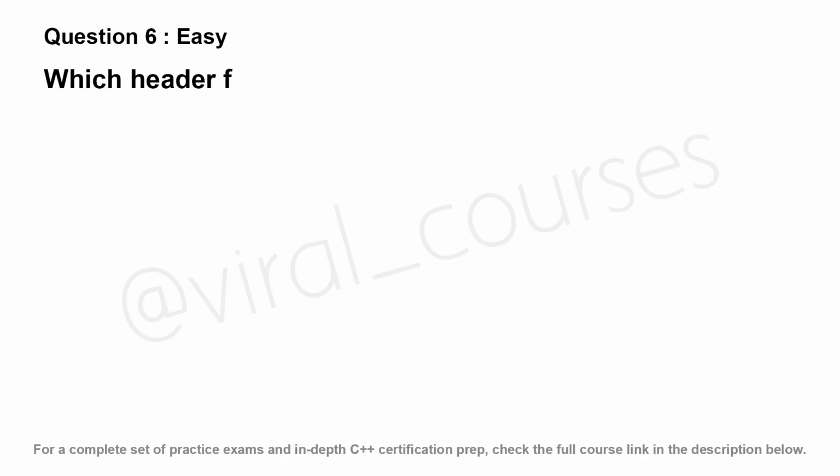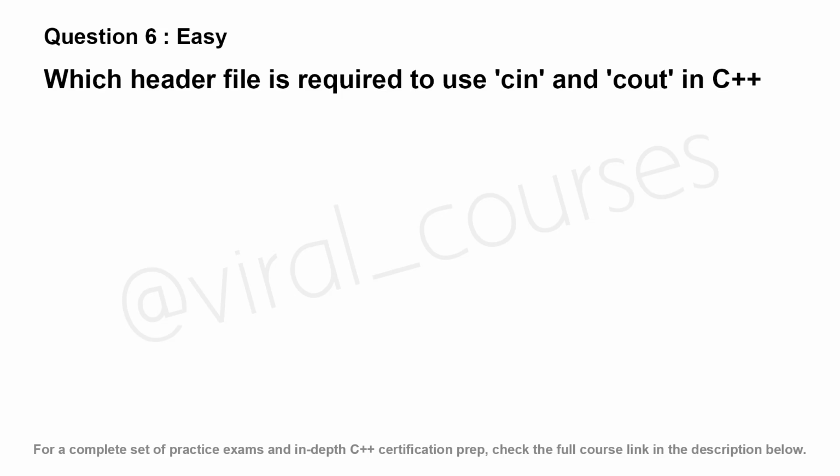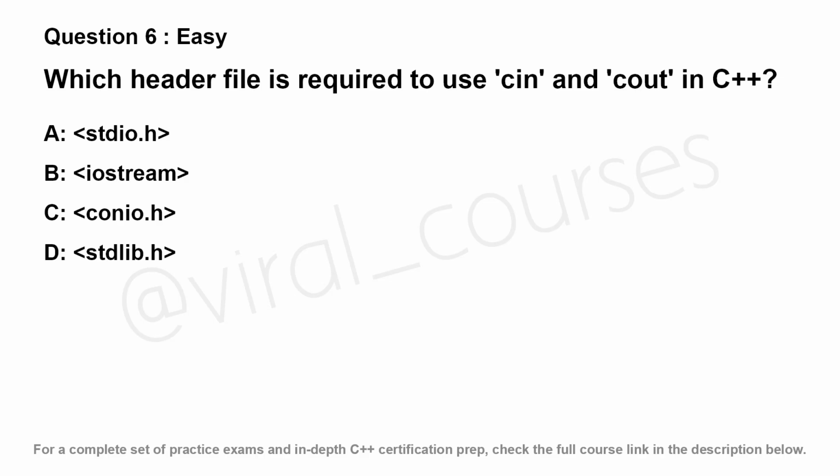Which header file is required to use cin and cout in C++? Option A, <stdio.h>. Option B, <iostream>. Option C, <conio.h>. Option D, <stdlib.h>.